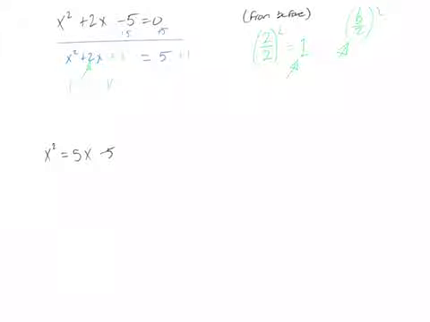Now notice that I can actually factor this left-hand side, because this is going to be an x and an x, a plus 1 and a plus 1. And the right-hand side now becomes 6. The left-hand side will factor into x plus 1 squared, because there's 2 of them, is equal to 6. And now I know how to solve it. This is going to be x plus 1 is equal to the plus or minus square root of 6.